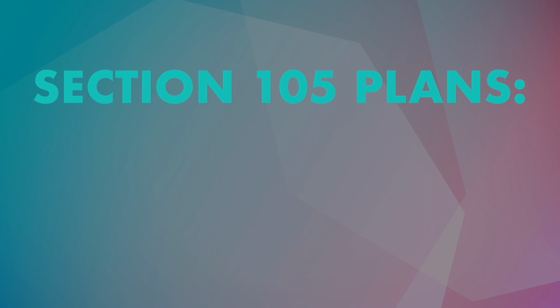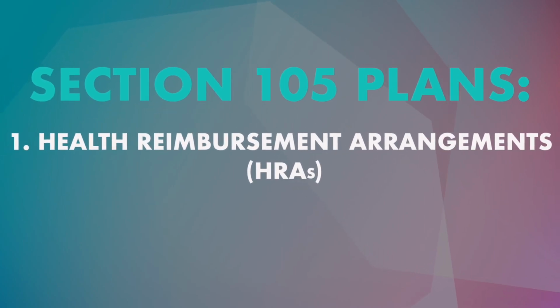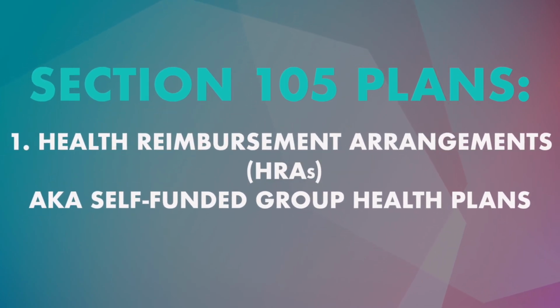Someone who's not doing that yet may want to stick with just a Section 125 plan and hold off on Section 105 for now. Now, there are a variety of ways that you could structure a Section 105 plan. That's the awesome thing about them. They're so flexible, just like Section 125. However, most of the structures will fall into one of two different categories. So first up, we've got health reimbursement arrangements, or HRAs, also commonly known as self-funded group health plans.